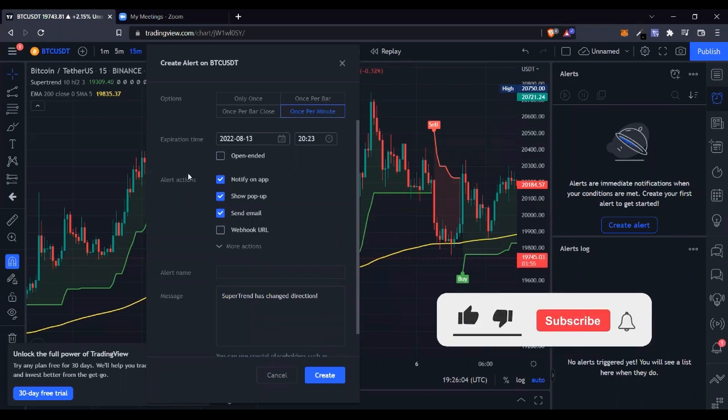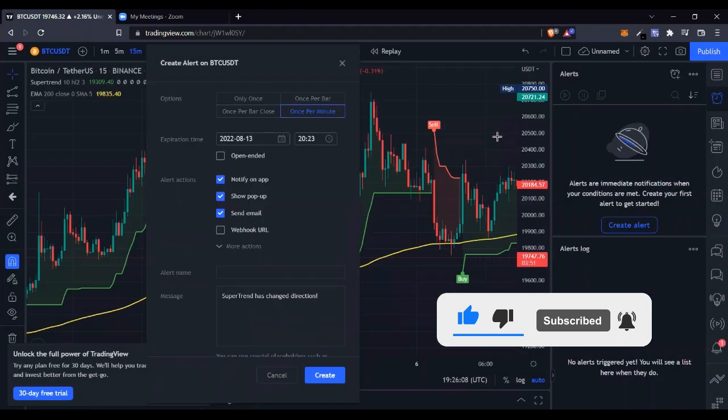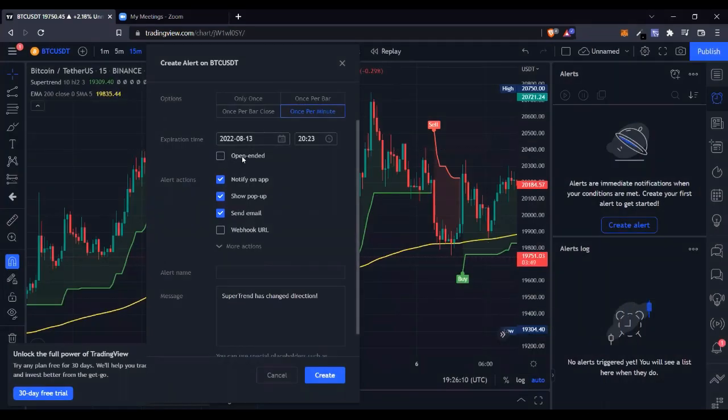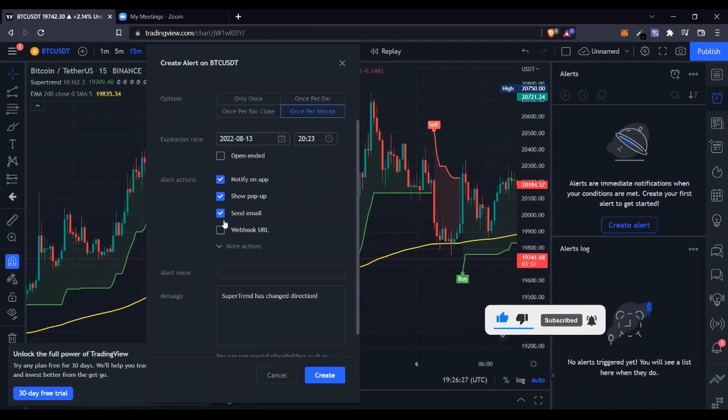So then you come in here. I will not be able to use this feature because I'm using a free account. Even though I would have clicked on open-ended, I can't use that. So, alert actions. What do you want to notify you on the app? If you have the TradingView app on your phone, you'll get a notification there. Show pop-up: once I'm on TradingView on the laptop, it will show a pop-up. Send email. So these are the three that I'm using. It will show a pop-up, send an email, and send you a notification on the app.